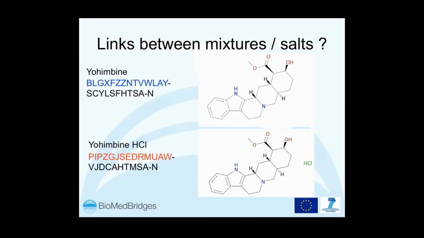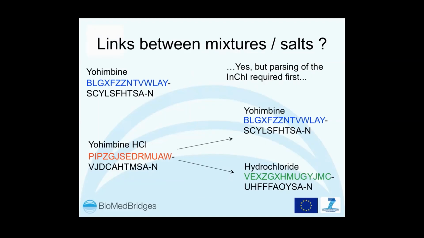So it's a relatively trivial matter, going back to our example of yohimbine, to parse out those two separate forms and then recreate the separate InChIs from the separate component InChIs. And then we have our mechanism back, which allows us to link between yohimbine and yohimbine hydrochloride via the parsed yohimbine form.